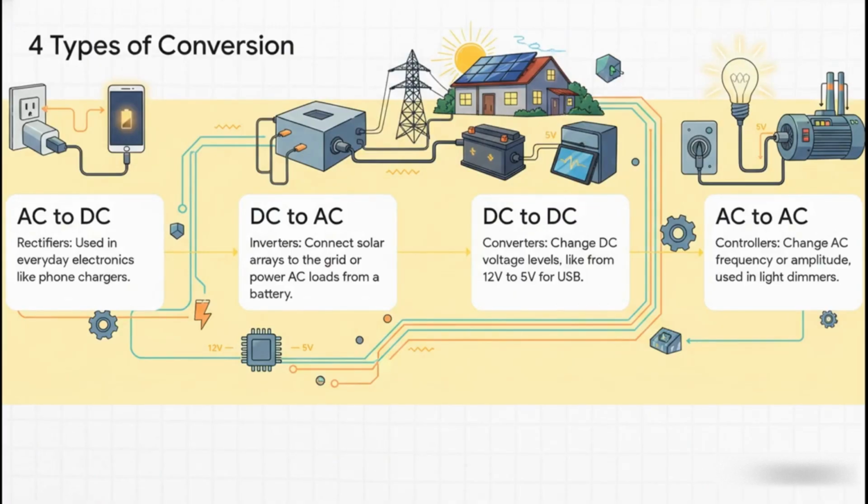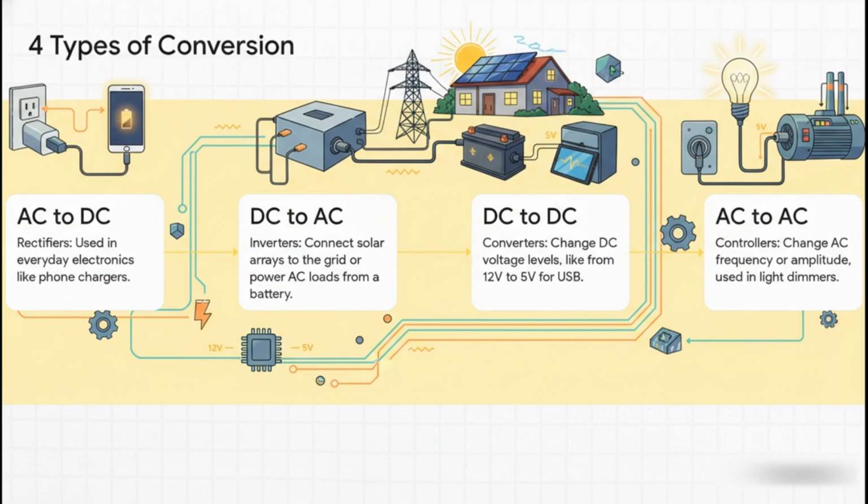Well, it all boils down to 4 main jobs. First up, AC to DC, using something called a rectifier. You use this every single day. That charger for your phone or your laptop, it's taking the AC power from the wall and turning it into the DC power your battery needs.